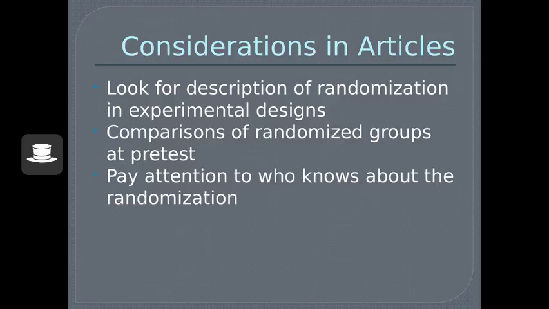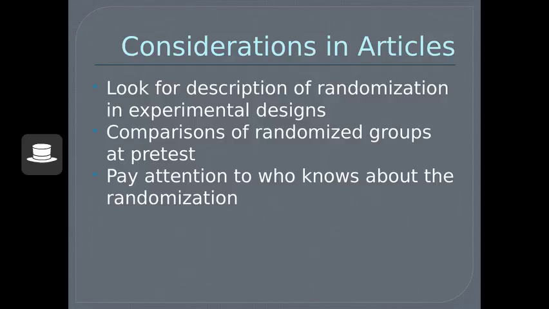Another thing to look for is comparisons of the randomized groups at pretest. That's not necessary. Theoretically, randomized groups will make those differences equal across groups, but lots of studies still have pretest, and they may compare to see how similar or different the groups are at pretest to confirm that the randomization works.